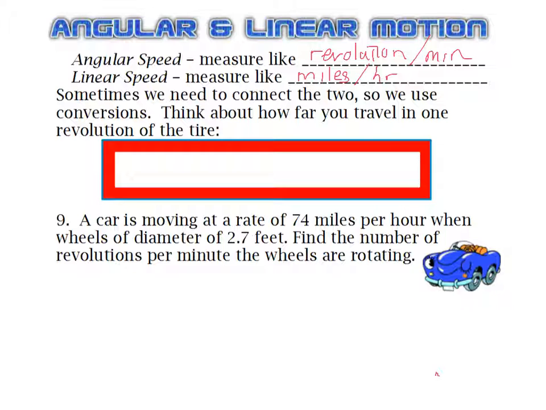One thing that we have to keep in mind, though, as we try to convert between these two different types of speed, is thinking about how far would you travel in one revolution of a tire. Almost think of it like you're riding a bike. So you're sitting on your bike and you pedal just enough to make your tire spin around one time. How far do you think you would have traveled in a straight line?